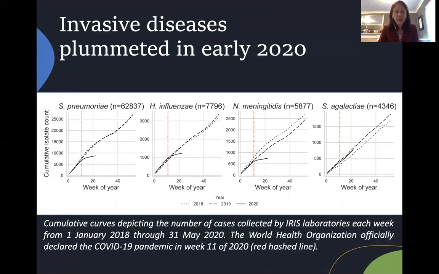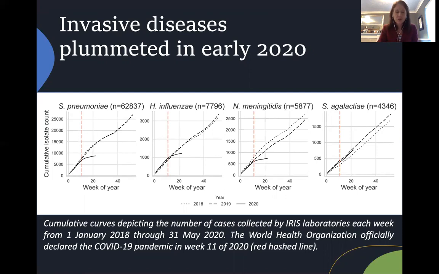And what you see for pneumococcus, as you can see for both Haemophilus and meningococcus, is that in 2018 and 2019, the data are virtually superposable. In other words, the number of isolates collected each year cumulatively over 2018 and 2019, and how much that differs with the now 2020 data. And you can see that this inflection point is right around the time that the COVID pandemic was declared.